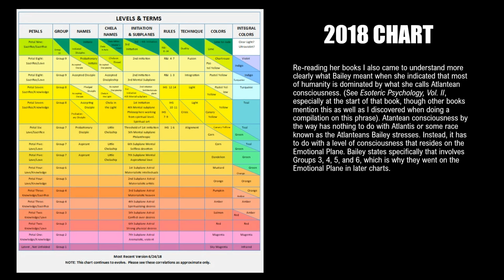Atlantean consciousness, by the way, has nothing to do with Atlantis or some race known as the Atlanteans, Bailey stresses. You can see that at the beginning of Esoteric Psychology Volume 2. Instead, it has to do with a level of consciousness that resides on the emotional plane. Bailey states specifically that Atlantean consciousness involves groups 3, 4, 5, and 6, which is why they went on to the emotional plane in my later charts. I do not have the planes here in this 2018 chart, but you'll see the planes appear here later.